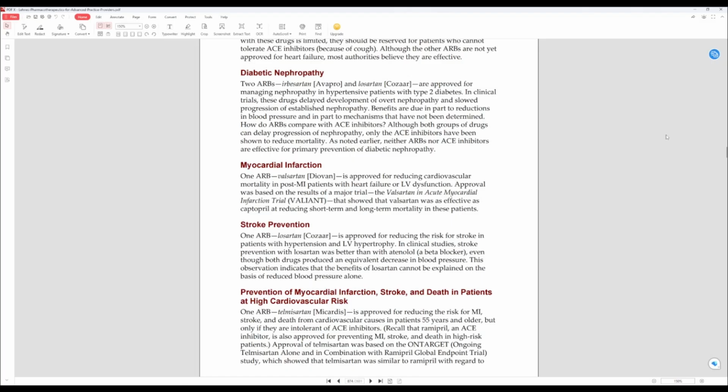So how do ARBs compare with ACE inhibitors? Although both groups of drugs can delay progression of nephropathy, only the ACE inhibitors have been shown to reduce mortality. As noted earlier, neither ARBs nor ACE inhibitors are effective for primary prevention of diabetic nephropathy.